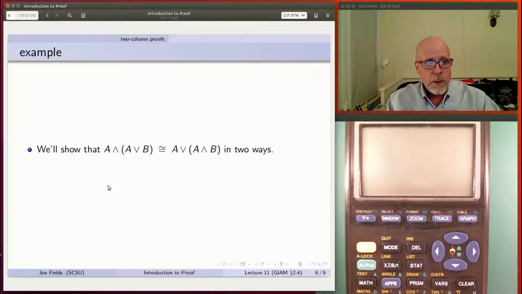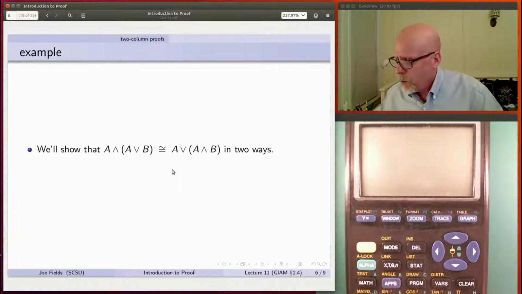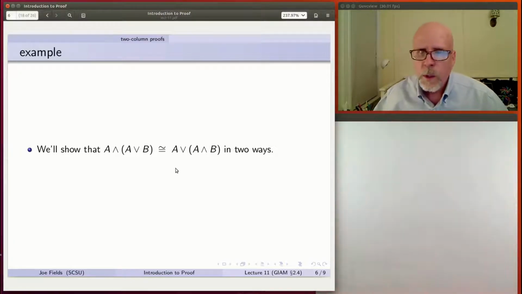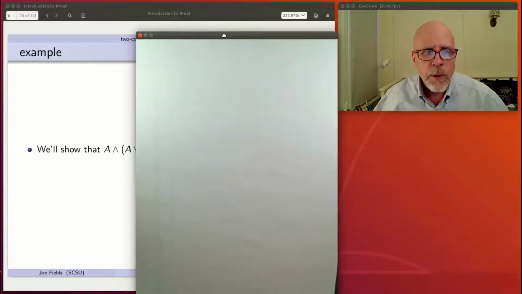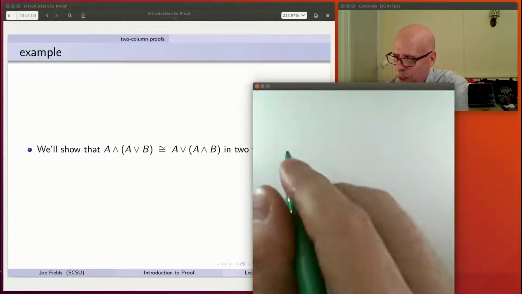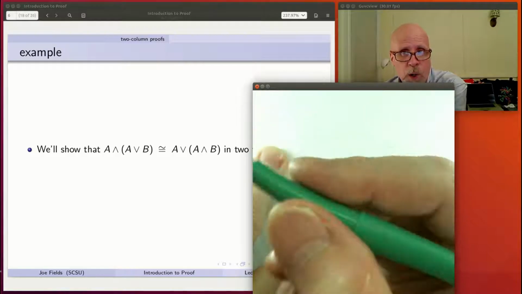So let's get started with an example. We're going to show that A and (A or B) is equivalent to A or (A and B). I have no idea if I pronounced all that right, but we're going to do this in two different ways. So let's proceed. I've got our normal window that has the calculator in it set oversized, so we can pull this out here and do some handwritten stuff. You know what? Before I move it, I'm going to copy the logical sentences we want, at least one of them. So let me model the sort of thing I've talked about just now.